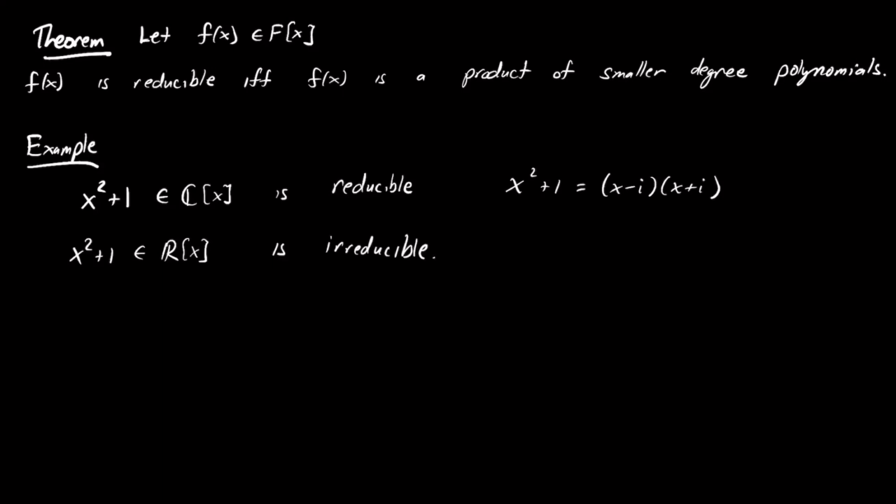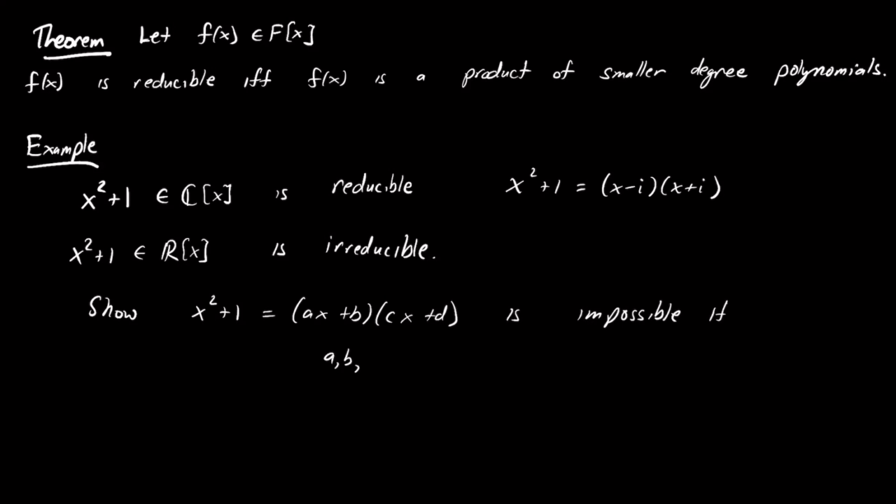And this is actually a nice exercise to try. Show that x squared plus 1 equal to ax plus b times cx plus d is impossible if a, b, c, and d are elements of the real numbers. We can show that x squared plus 1 is irreducible by showing that it can't be factored into smaller degree polynomials. Our only choices would be a polynomial of the form ax plus b times a polynomial of the form cx plus d. Okay, so we can show that x squared plus 1 is irreducible this way.